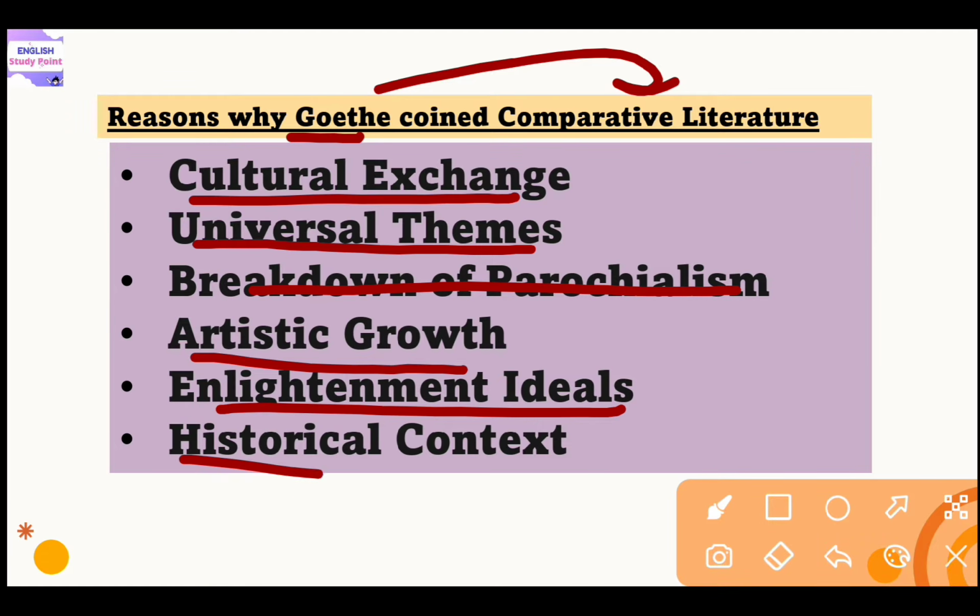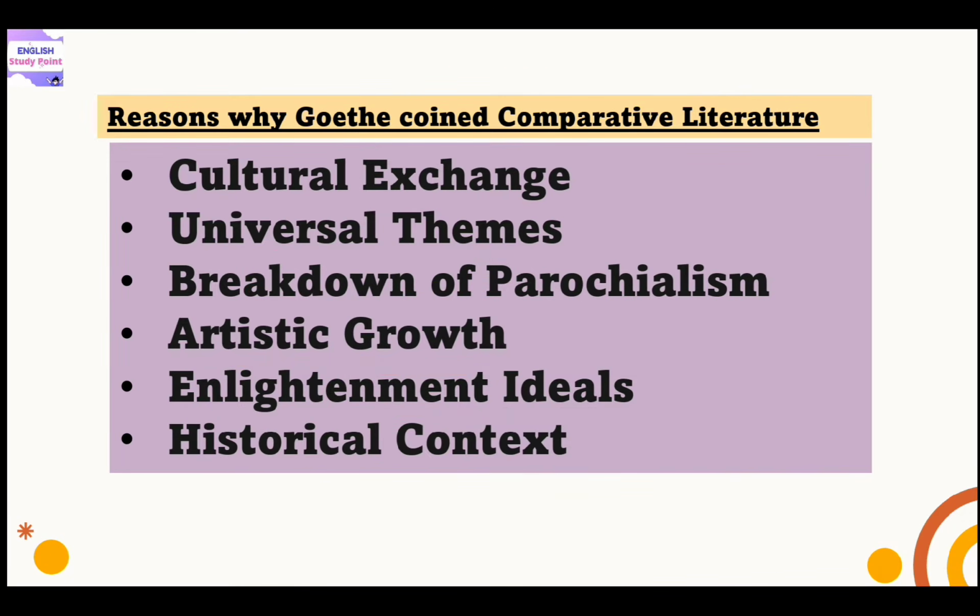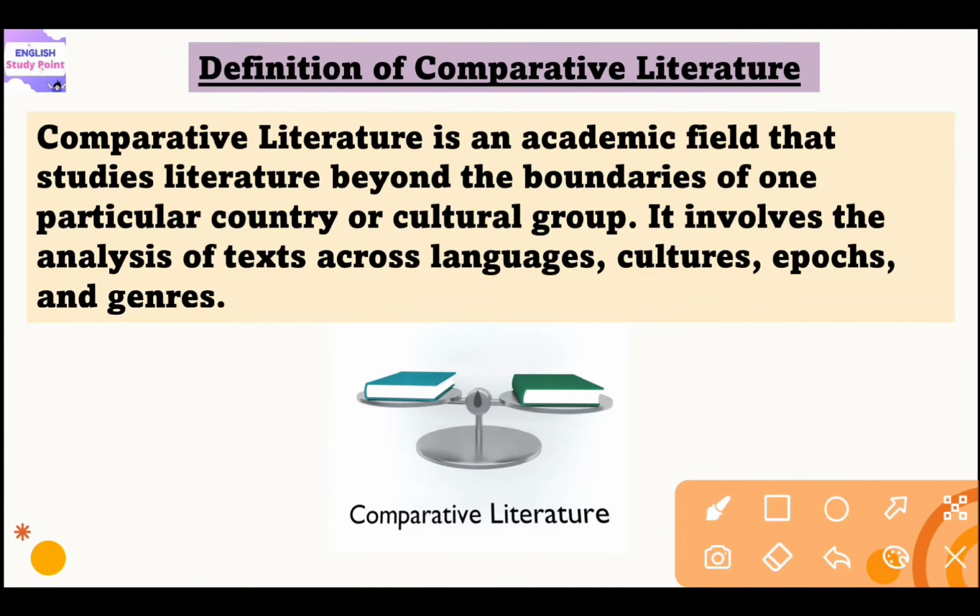Last one is historical context. So Goethe's era was marked by so many revolutions and reorganization of states, and literature naturally responded to these transformations, and due to this reason Goethe wanted to harness these energies through comparative study. Here comes the definition of comparative literature.